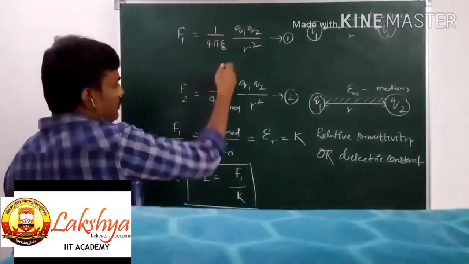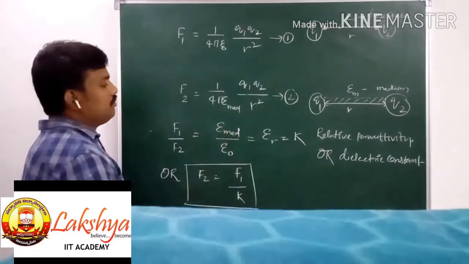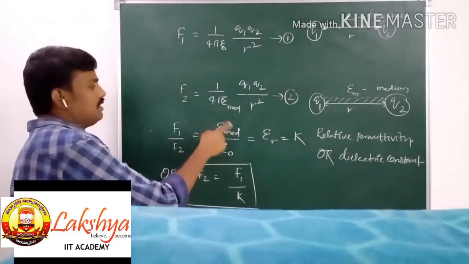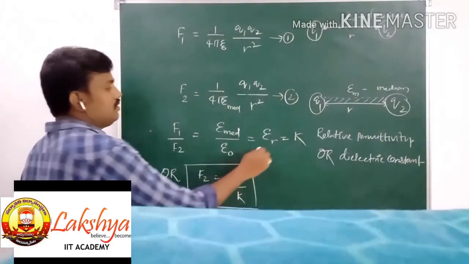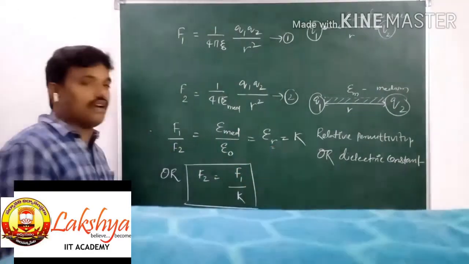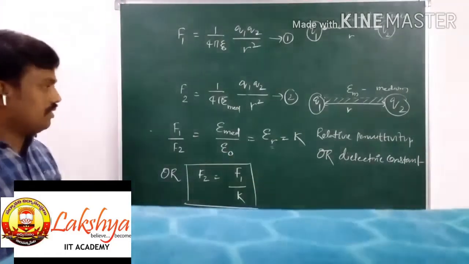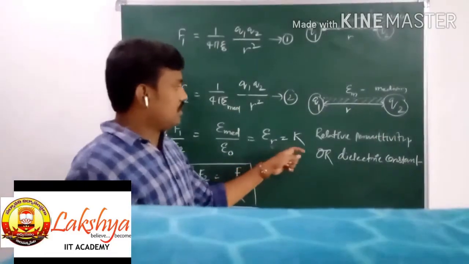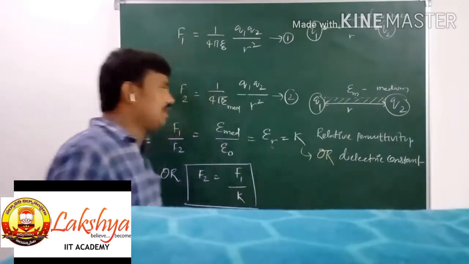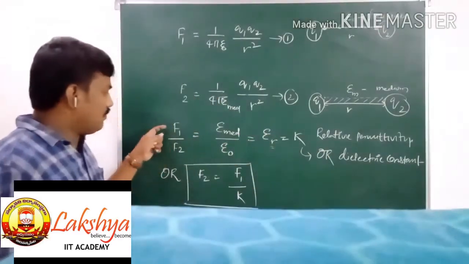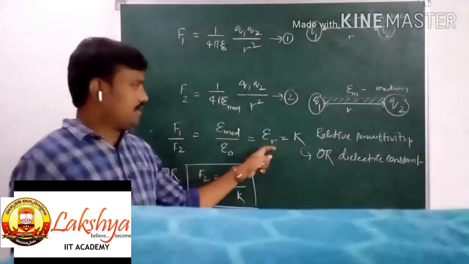So then 1 by epsilon naught by 1 by epsilon medium, so then it is going to be reversed. So we are left with epsilon medium by epsilon naught, which equals epsilon r. This epsilon r is nothing but relative permittivity, already we know that, and otherwise we can call it K, which is nothing but the dielectric constant. Okay, so we got F1 by F2 equals K, F1 by F2 equals epsilon r.